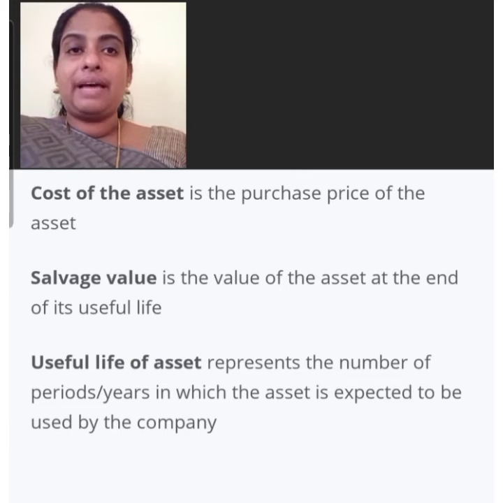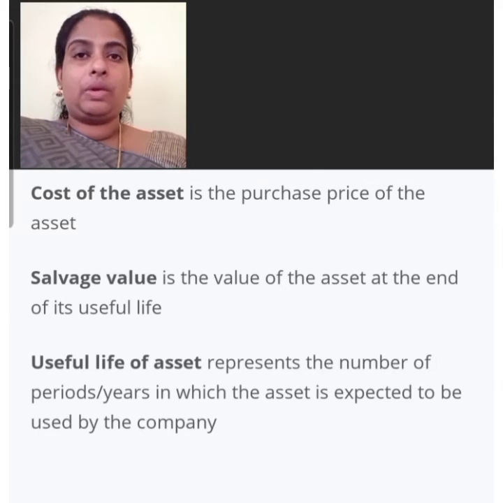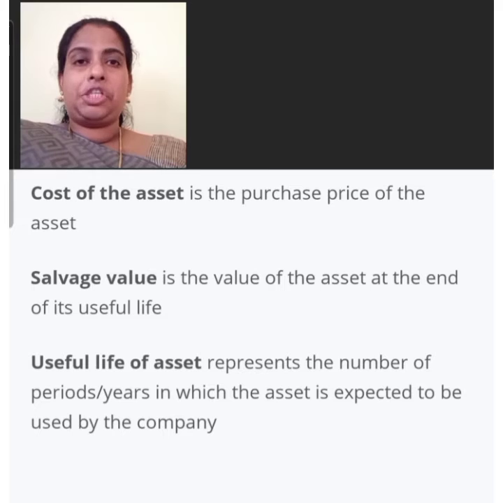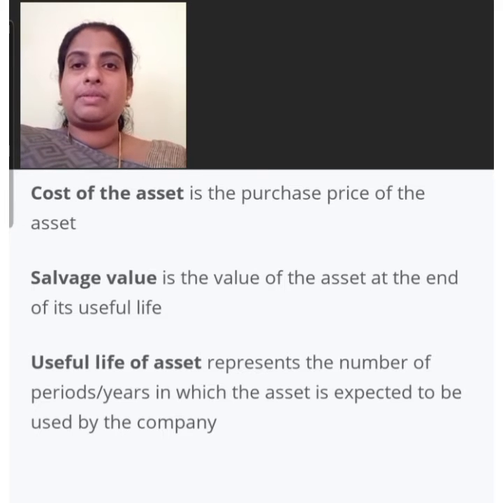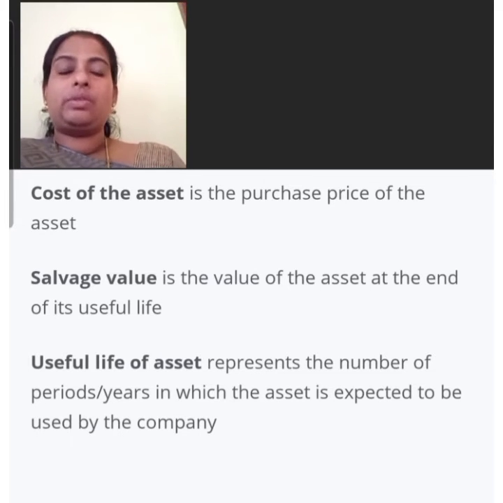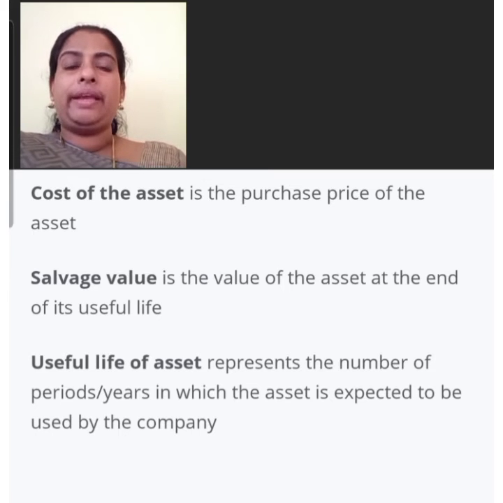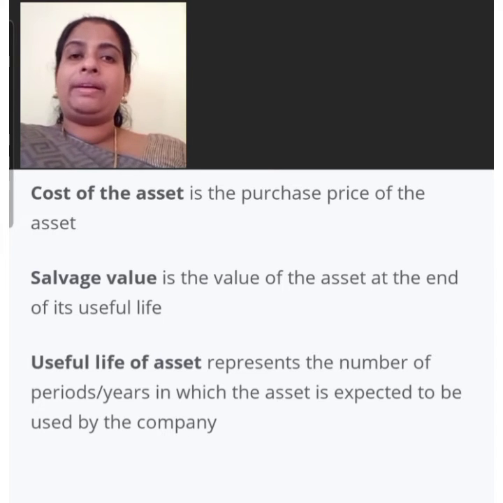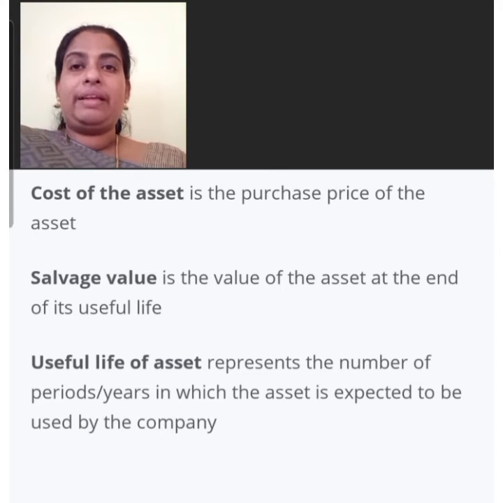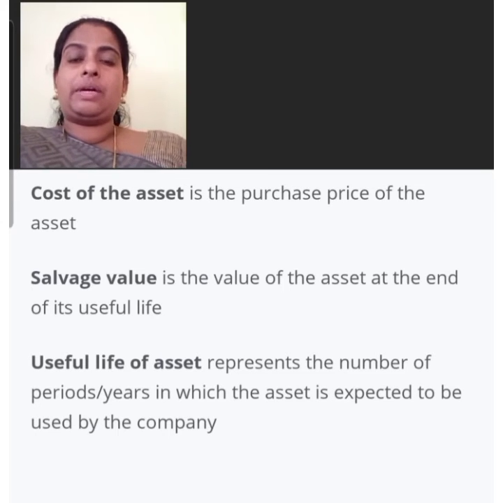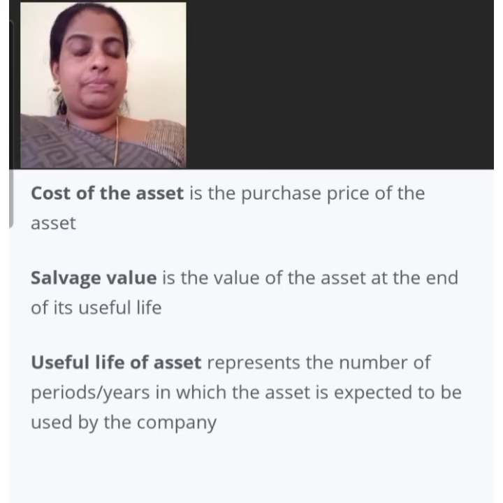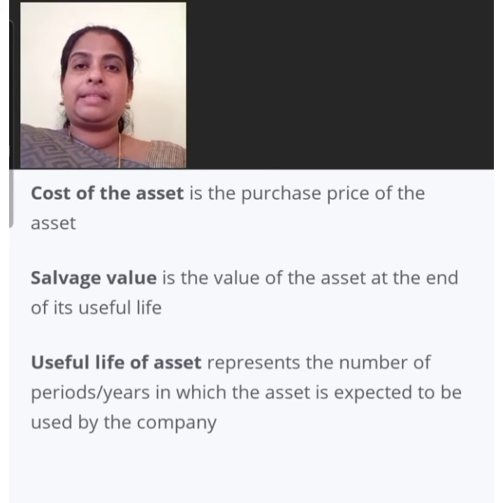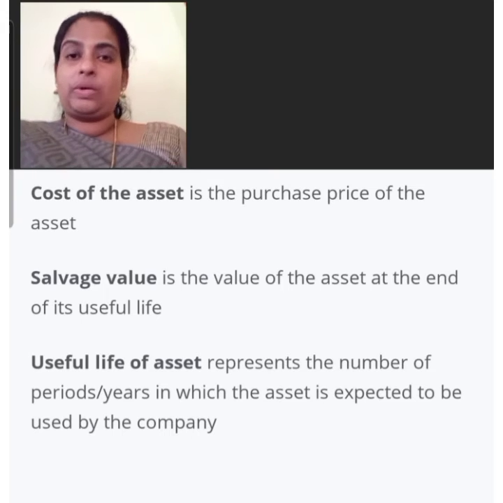If the book value of the asset, or book value of the furniture, on 1st January 2006 equals rupees 10,000, and an addition purchase of 5,000 is made on 1st July 2006, the depreciation is to be charged at 10%. We shall calculate the depreciation on 10,000 for the whole year and 5,000 for 6 months. First we have to calculate the depreciation of the first machinery, that is 10,000 into 10%, that is 1,000.